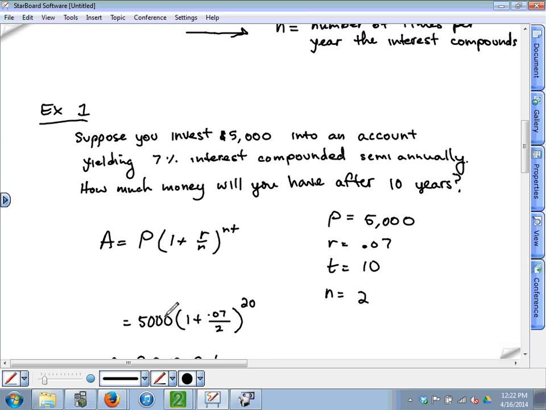So here's what the formula looks like when you plug it in. N, because it's semi-annually. Now, where'd the 20 right here come from? 2 times 10, exactly.